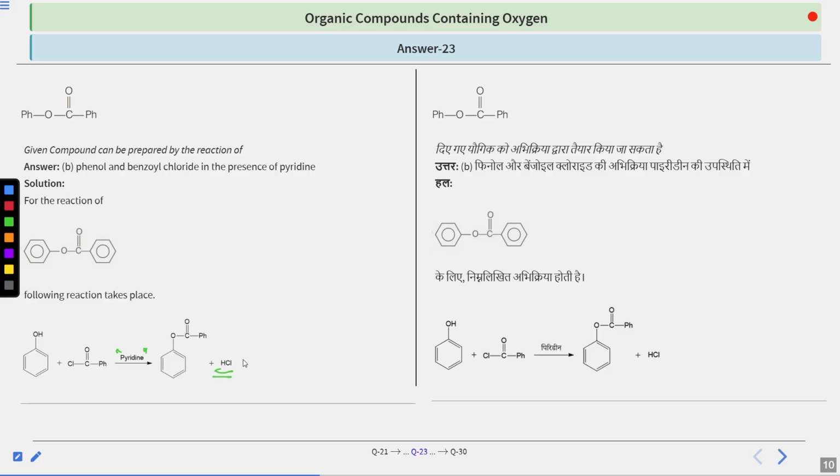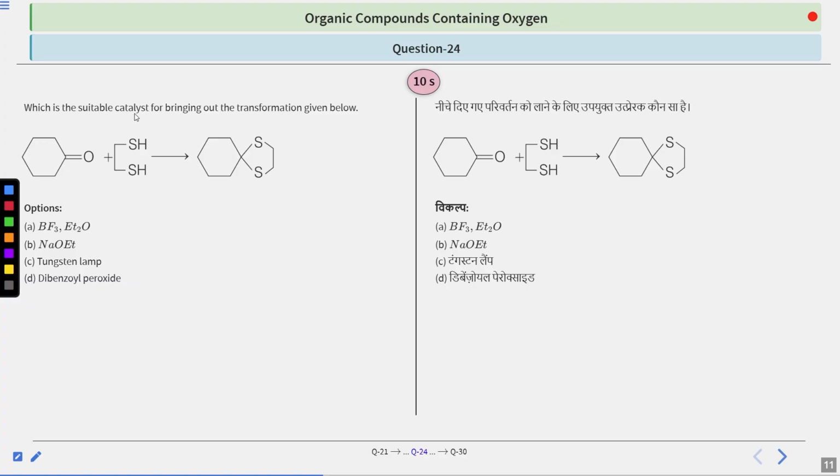So this is the reaction followed for the preparation of the given compound in the question, and that is why we have our correct answer as option B, that is phenol and benzoyl chloride in the presence of pyridine. You can do this reaction for the preparation of the given compound. Let's move on to our next question.